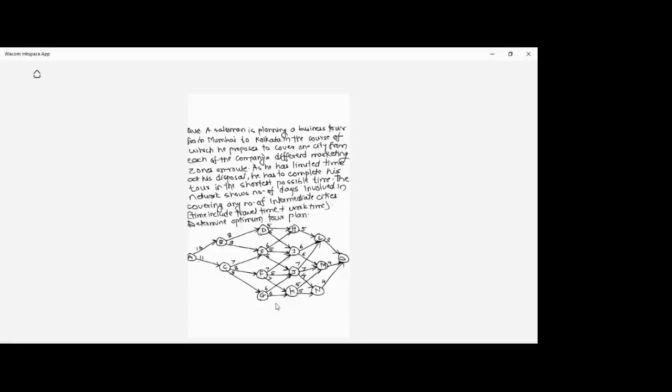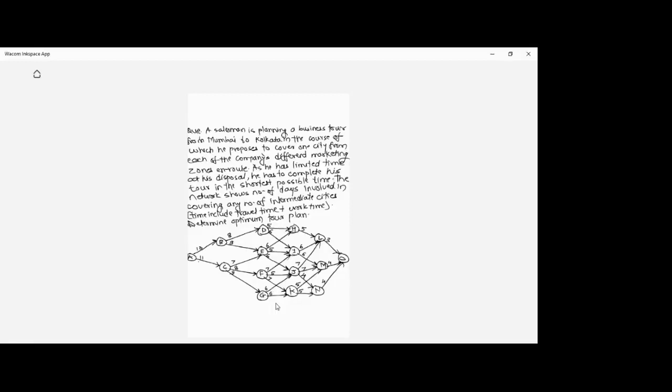A businessman is planning his business tour from Mumbai to Kolkata, in the course of which he is proposing to cover at least one city from each of the company's different marketing zones and route. As he has limited time at his disposal, he has to complete his tour in the shortest possible time. The network shows the number of days involved in covering any number of intermediate cities, and the time includes travel time plus work time. Determine the optimum tour plan for that particular salesman.